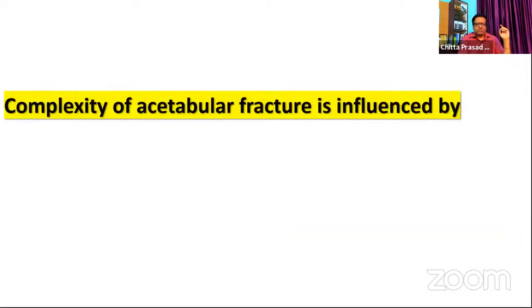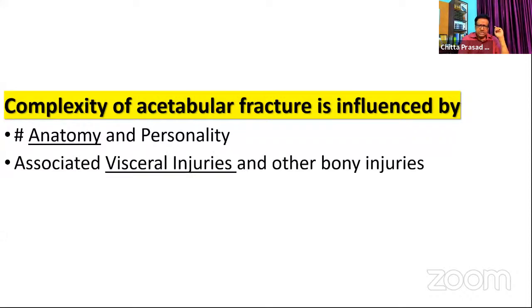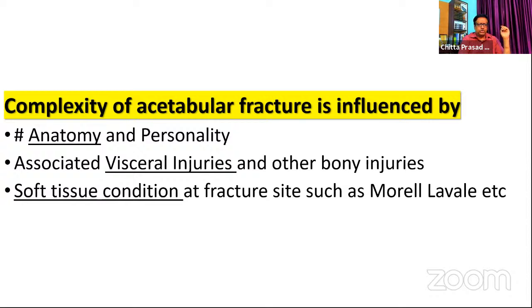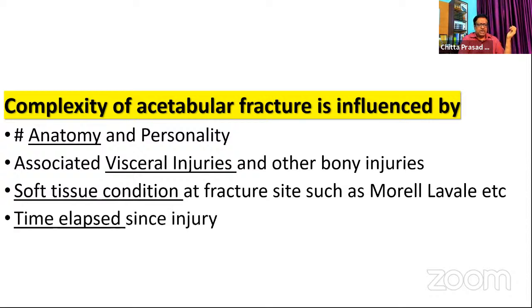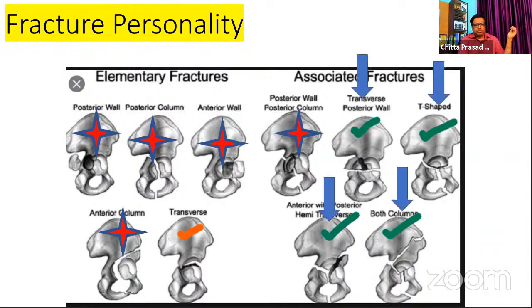So the complexity of the acetabular fracture is influenced by the anatomy and personality of the fracture, associated visceral injuries and bony injuries, soft tissue conditions, and the time elapsed since injury also affects the complexity. When you look at the personality of the fracture, these fractures have got straightforward answers. Either they can be done through the front or the back, but these ones from the associated types require deep thinking, whether you want to go by a non-extensile approach, dual approach, or extensile approach.